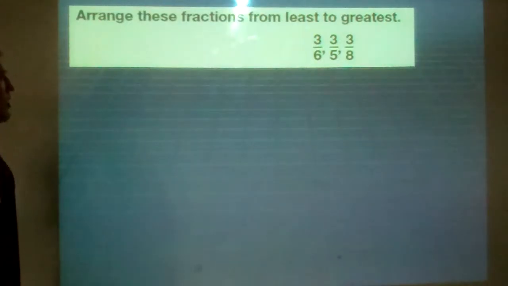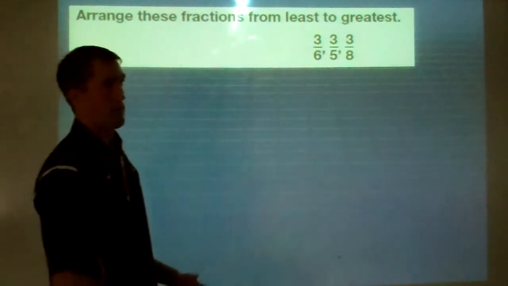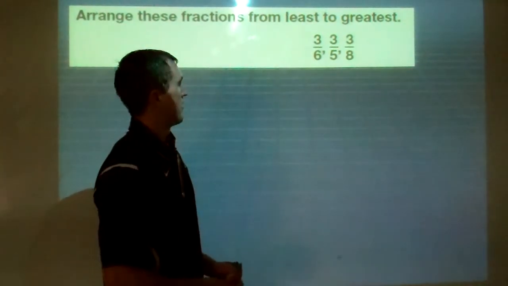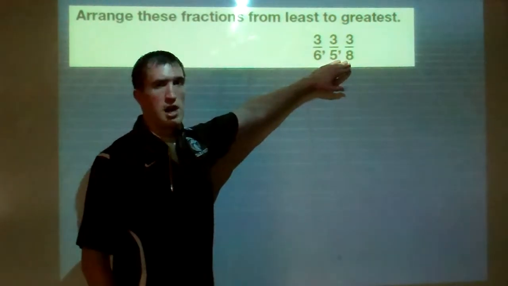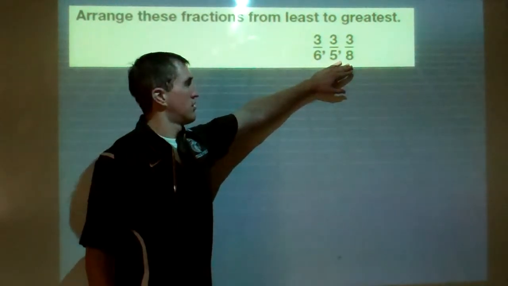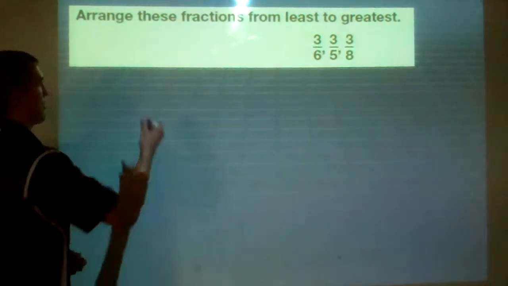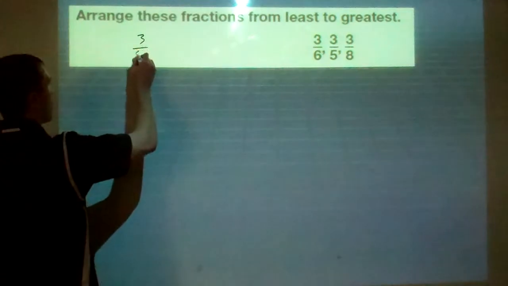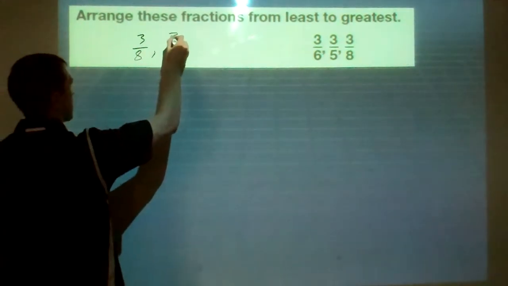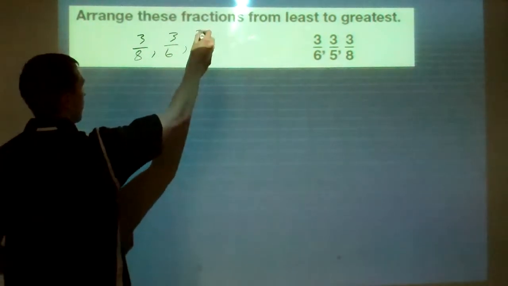Next, ordering from least to greatest. This is an easier way to do it. The larger your denominator, in this case, the smaller your fraction is going to be. So 3/8, 3/6, 3/5.